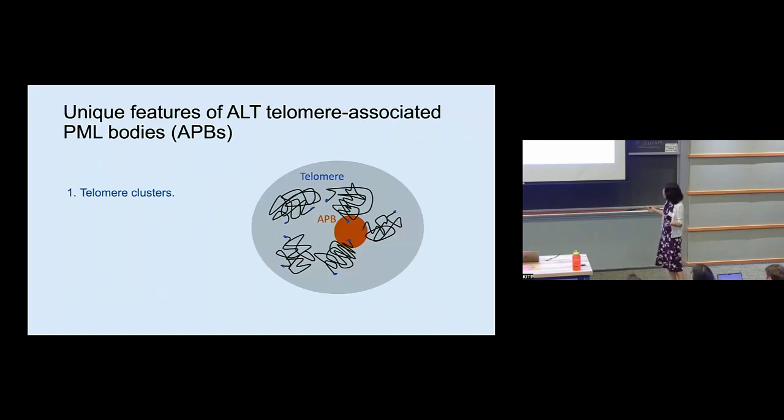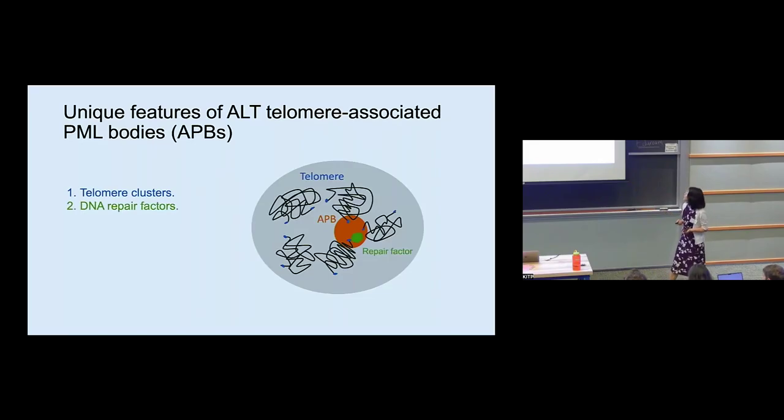And so the unique marker of those is the localization of PML bodies to those cancer cells. It is so unique, it has its own name. It's called ALT telomere-associated PML bodies, so APBs. And what's unique about them is first they have telomere clusters, right? Not only are they localized to telomeres, they have multiple telomeres in them. And this telomere clustering is assumed to be because the DNA repair happens in these APBs, in these PML bodies. So the clustering is to help provide repair template.